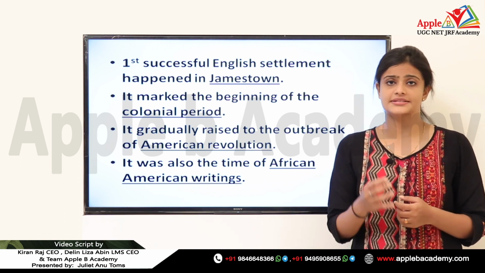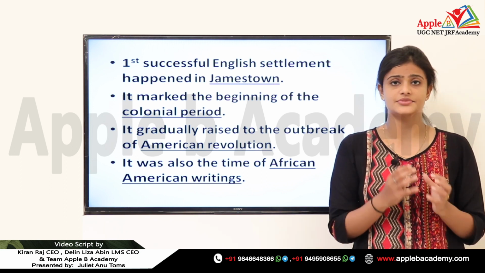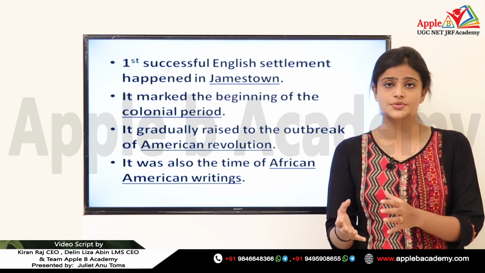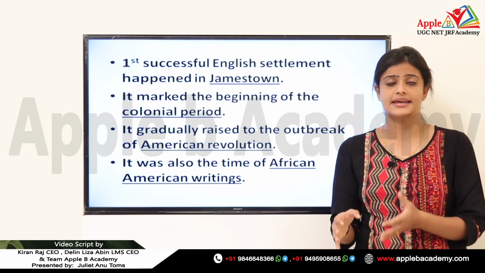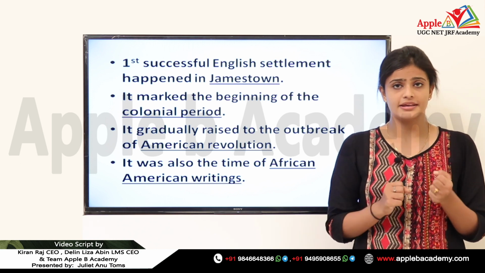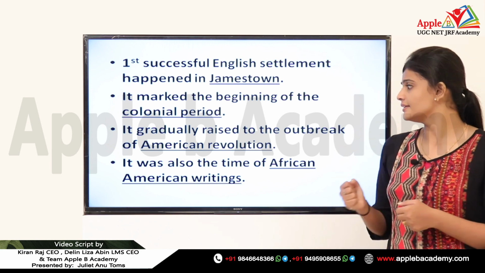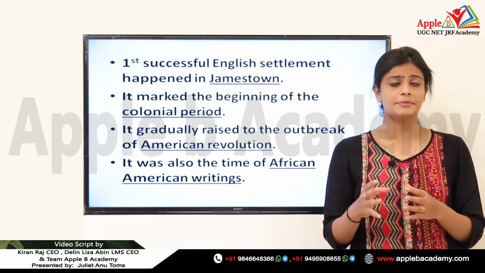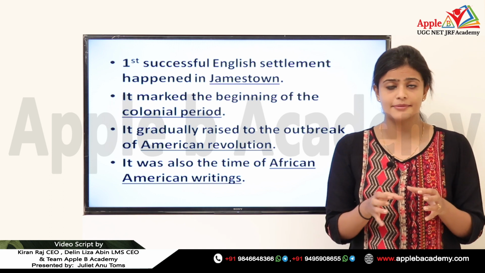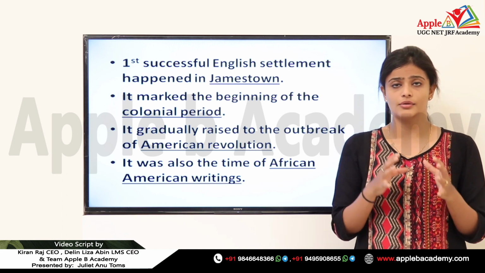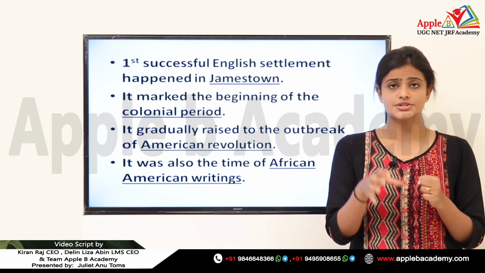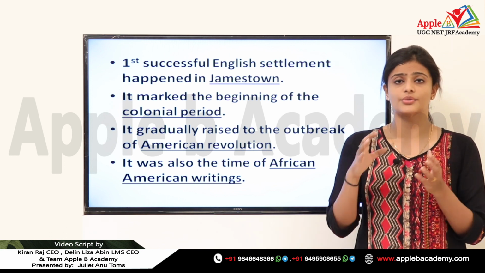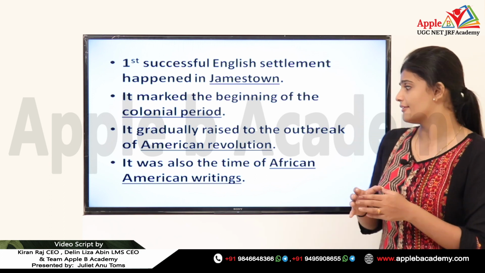Britishers or the Europeans treated themselves as very aristocratic, very cultivated and civilized people, while they treated the Native Americans to be barbaric and less civilized. And it gradually rose to the outbreak of the American Revolution. So the colonization in America became very strong, so strong that it gradually rose to the American Revolution.